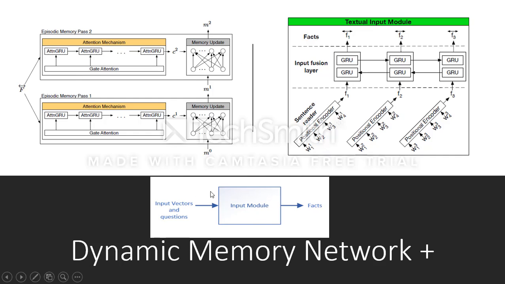We have something called the input module, then the input fusion layer, and then we have episodic memory and output layers. In the input module, the input vectors and the questions come in, and based on that, facts will be generated. The detailed explanation is here, where all of these are vectors, W1, W2. In a given sentence we also have the position, so everything is in an order.